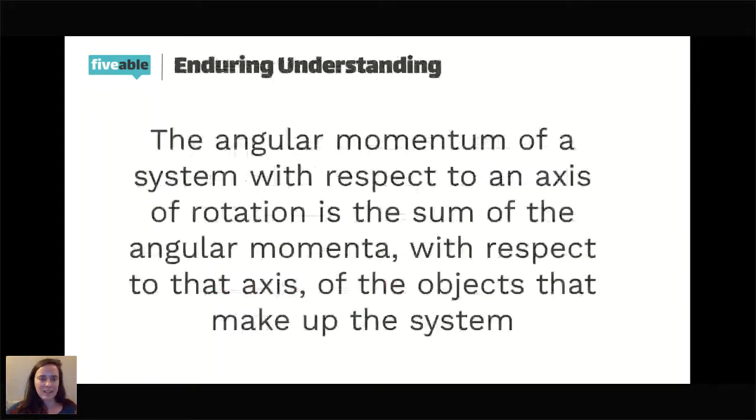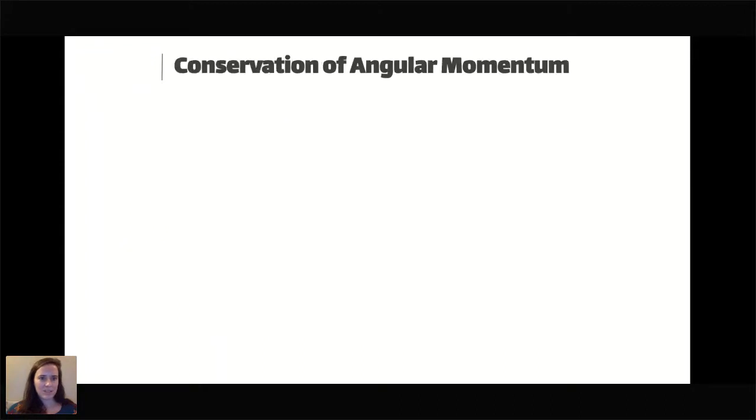All right. Next super duper important thing that they emphasize you need to know is that the angular momentum of a system with respect to an axis of rotation is the sum of the angular momenta with respect to that axis of the objects that make up the system. So if you have more than one thing spinning around in a circle, you just add them all up separately. All right, which we're going to put in equation form right now.